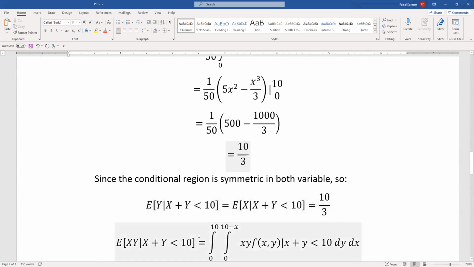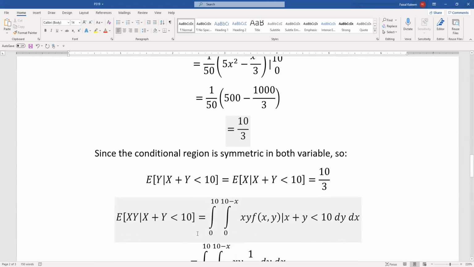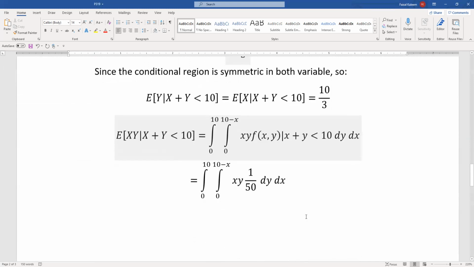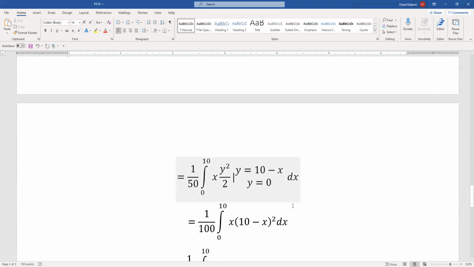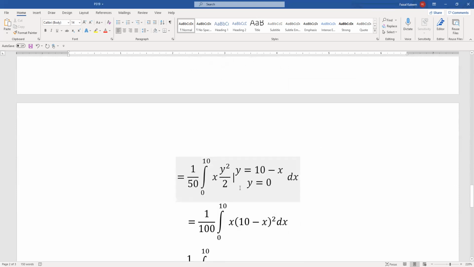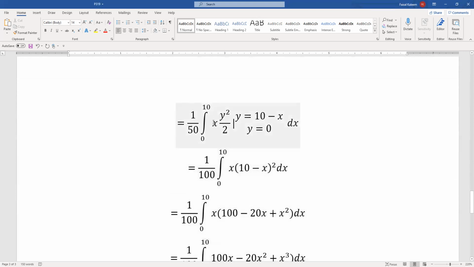Now we're just left to find E of XY given X plus Y is less than 10. So now we double integrate xy against the conditional PDF, xy times 1 over 50, with the same limits as before because the region is still the same. 1 over 50 can be pulled out, and the integral of y is y squared by 2. X is a constant when you're integrating with respect to y. So this 2 multiplies with this 50 to give 100. So 1 over 100, x times, and then you put in the limits for y, 10 minus x whole squared, and the lower limit is 0.